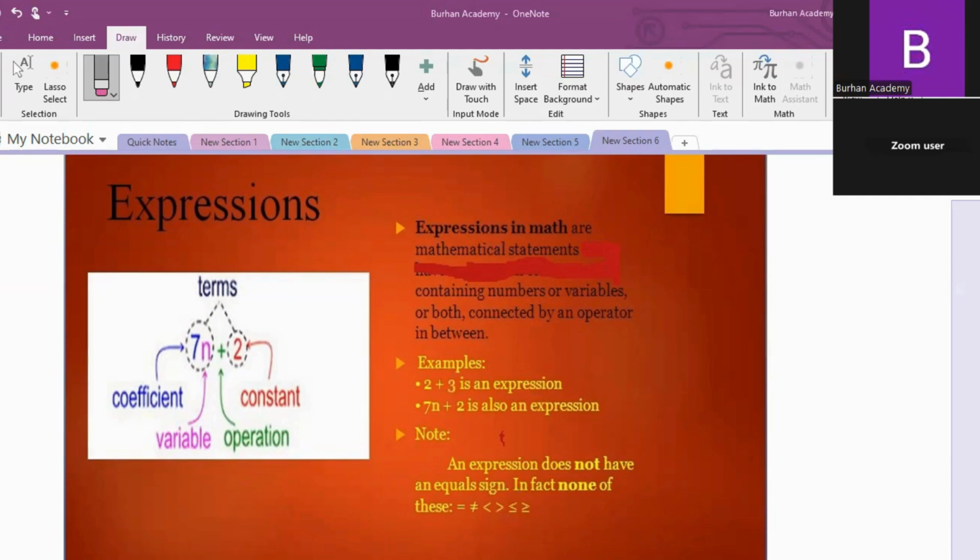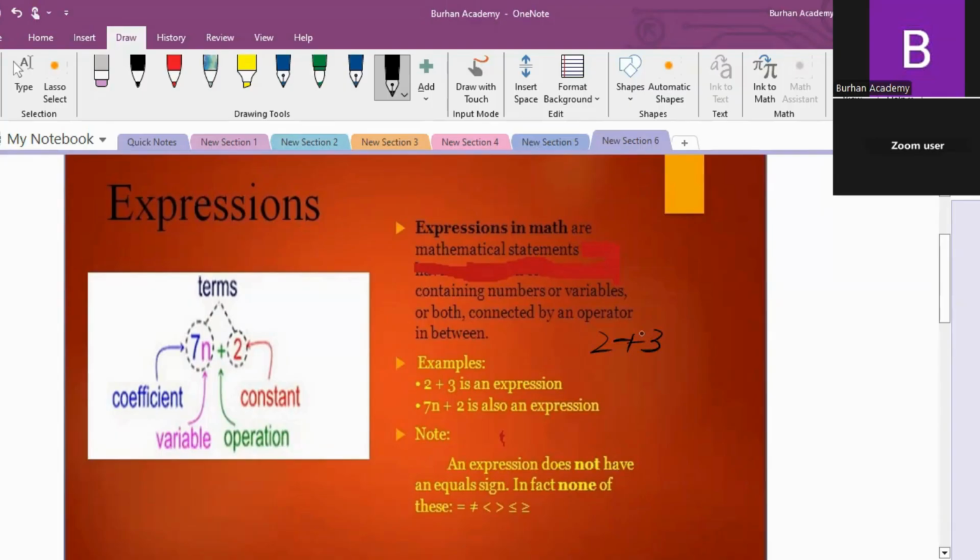You are seeing an expression on my screen. What are expressions? Expressions in maths are mathematical statements containing numbers or variables or both, connected by an operator. For example, 2 plus 3 is called an expression.